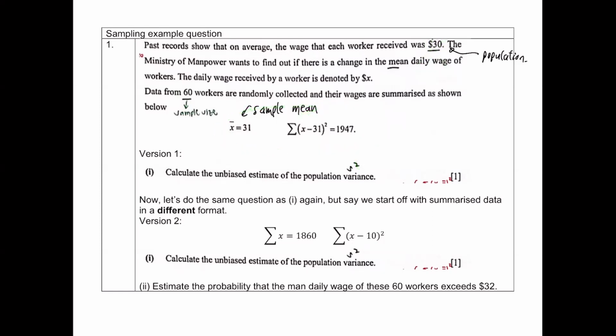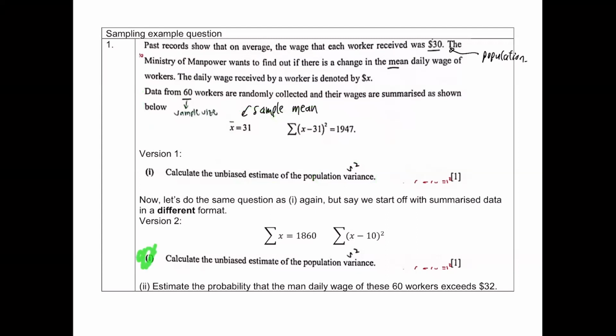Okay? So here I gave two versions for the question. Version one: these two pieces of information are given. I want you to calculate the unbiased estimate of population variance. Do you want me to go through, or I let you try? Better if I go through. You can try on your own later. It's recorded anyway. Later, just explain first.